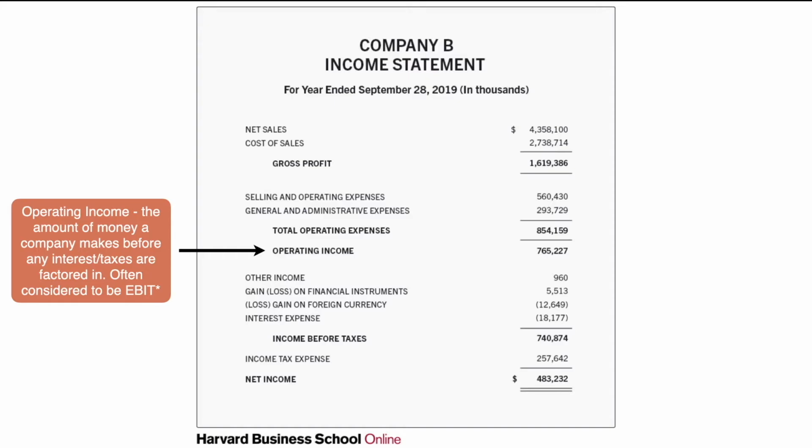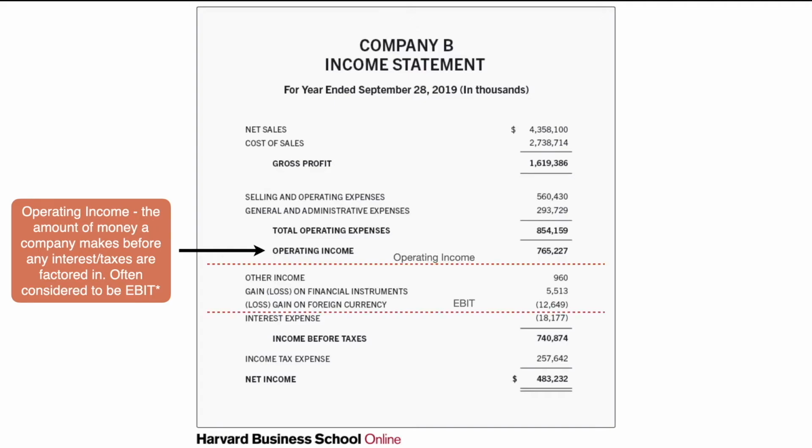This is the amount of money that a company makes before any interest or taxes are factored in. It's often considered to be EBIT, but there are a few differences. Most notably, EBIT includes non-operating expenses, in addition to the operating expenses, whereas operating income only factors in operating expenses.